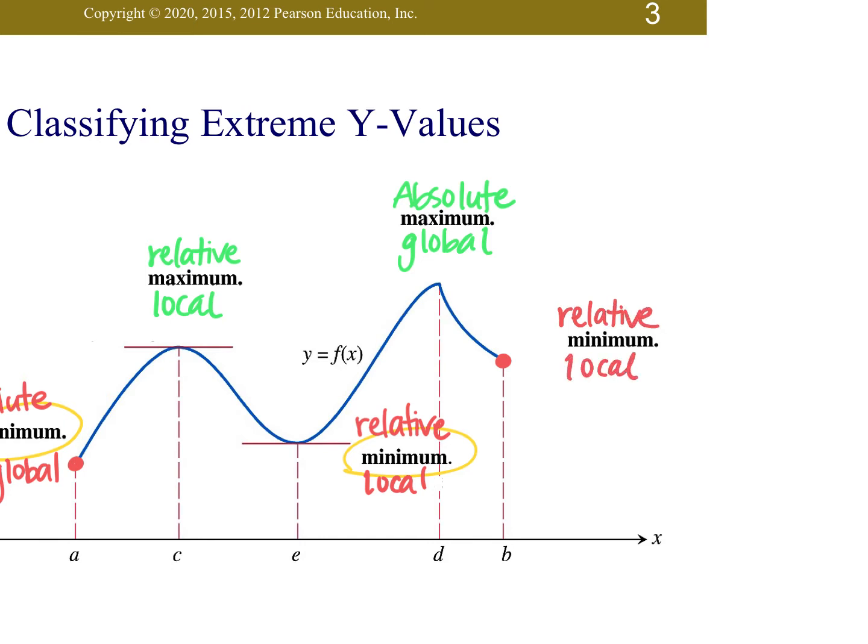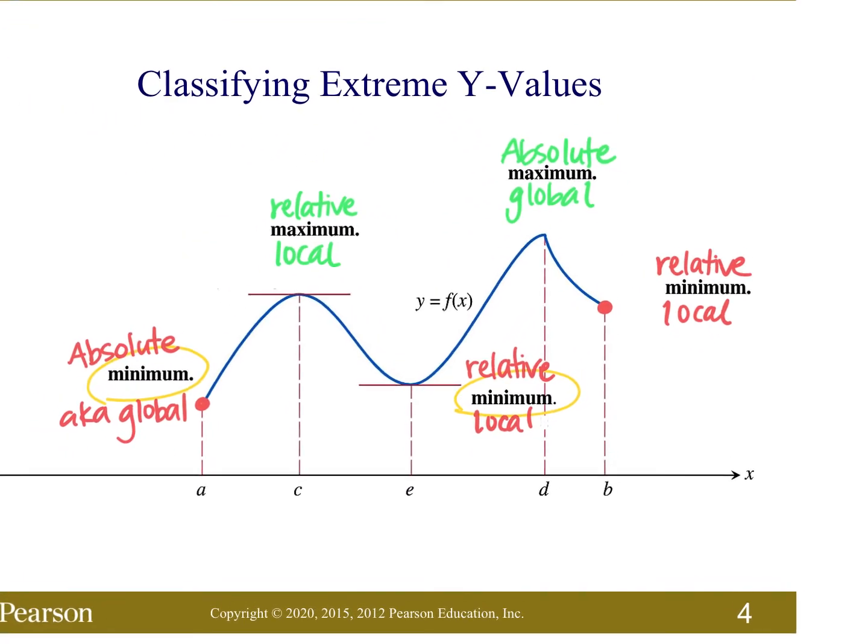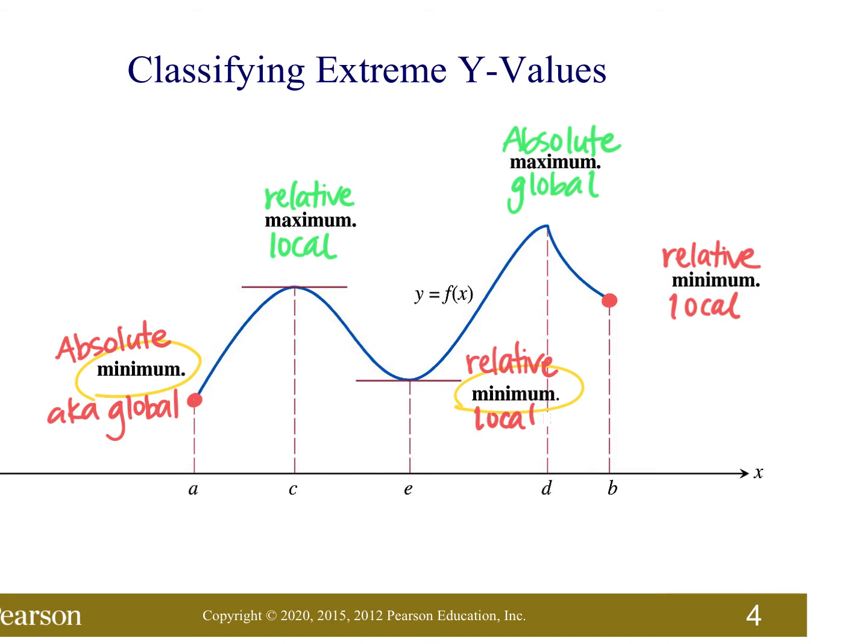There can only be one absolute. There can be one absolute minimum. There can be one absolute maximum. The rest of them are considered relative local. Okay, so just keep that in mind. Well, you know what? I guess there could be two if they were exactly tied. If you had two maximums that were exactly level with each other, they could both be absolutes. But otherwise, you would only have one.